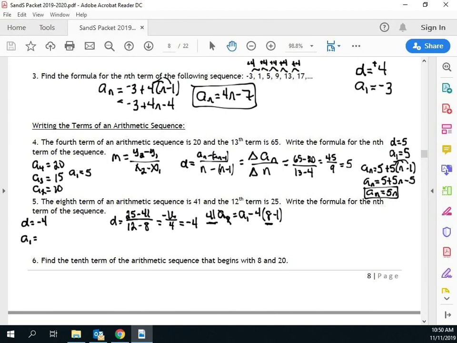So we take the difference here, which is 7. And you end up with 41 equals A sub 1 minus 28. So you add 28 and it gets you 69 is equal to A sub 1. So now we know A sub 1. We know the common difference. And now we can create our equation: A sub n equals 69 minus 4n minus 1. Same thing as before.